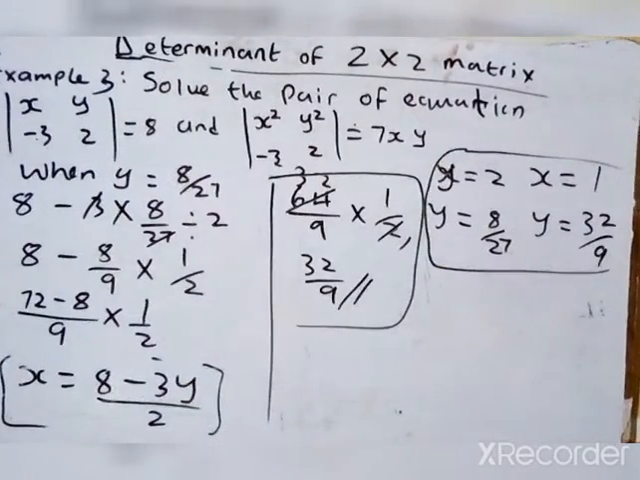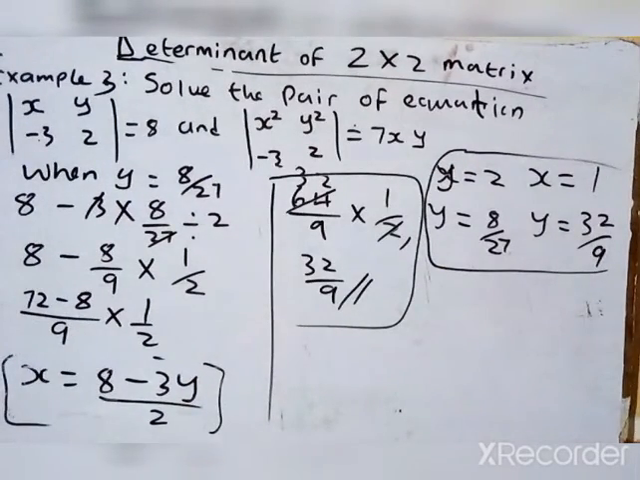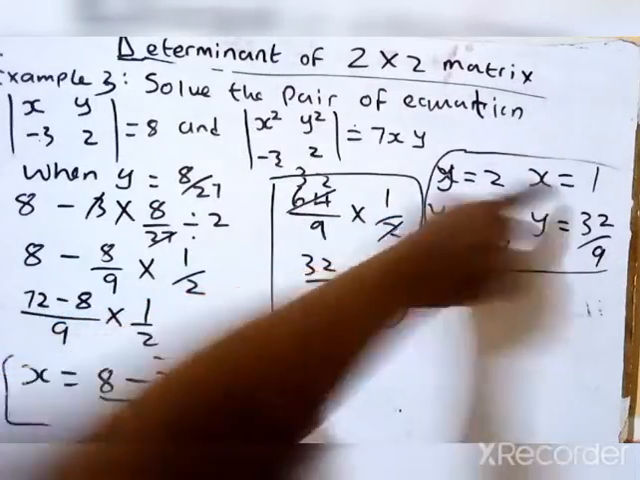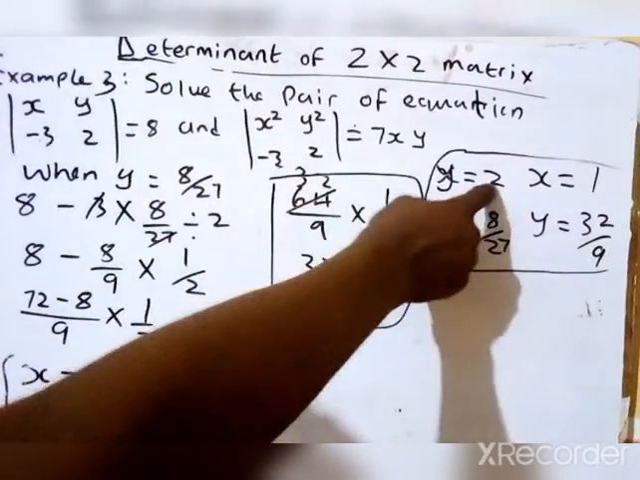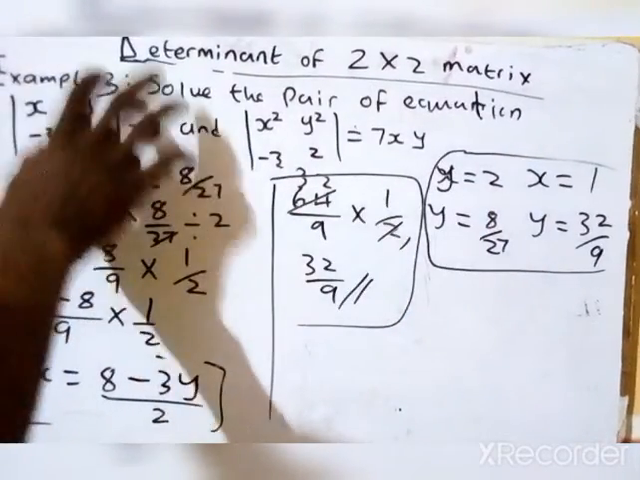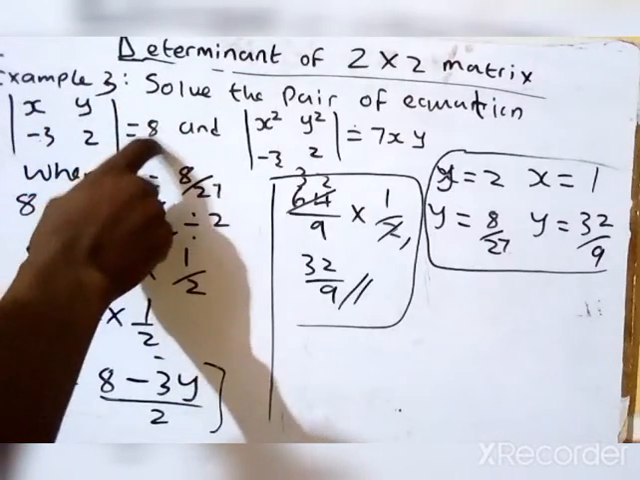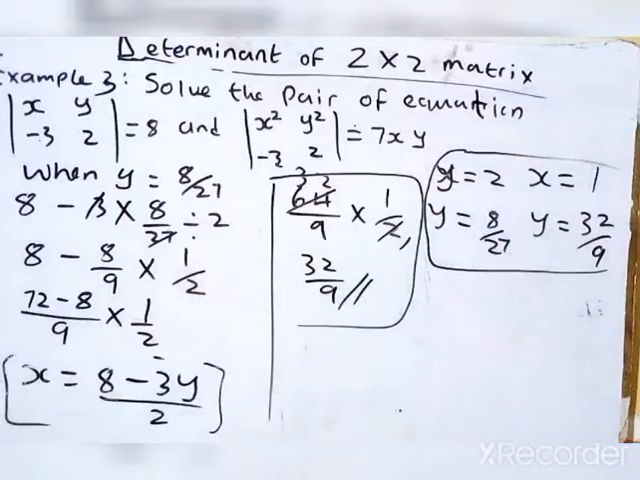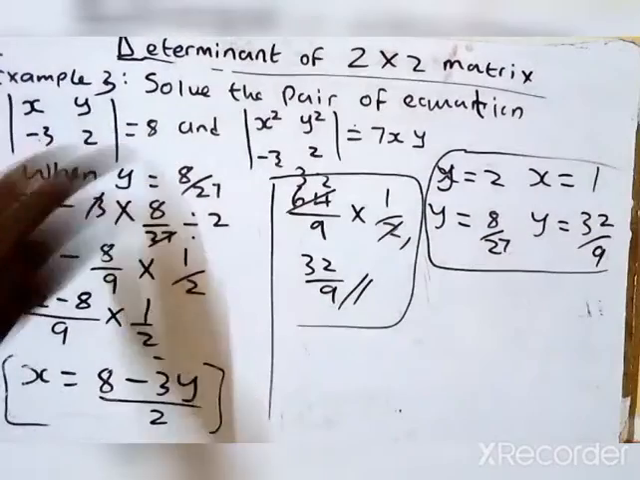So we can check if we are correct by substituting these values into x and y. So when x is 1, we put it, when y is 2, we put it there. So when we find the determinant, if we get 8, that means we are correct. So you can try this, we will see we get this back.